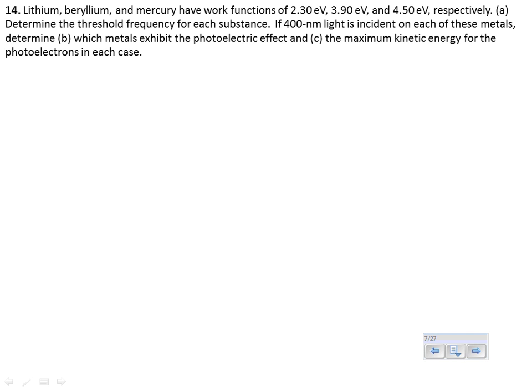Determine the threshold frequency for each substance. For the first one, I'm going to do lithium only. It ends up being the only interesting one anyway. We have a work function of 2.30 eV, and we want the threshold frequency.